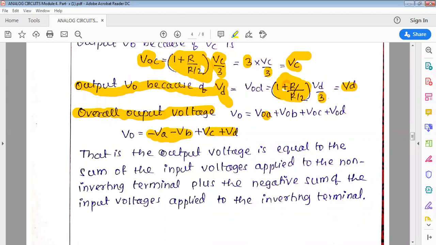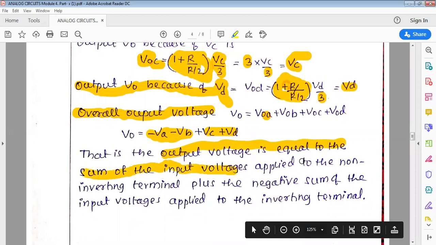That is, the output voltage is equal to the sum of input voltages applied to the non-inverting input terminal, that is VC plus VD, plus the negative sum of the input voltages applied to the inverting terminal. So what voltages were applied to the inverting terminal? That was VA and VB. So that is negative sum because it is coming with negative sign.